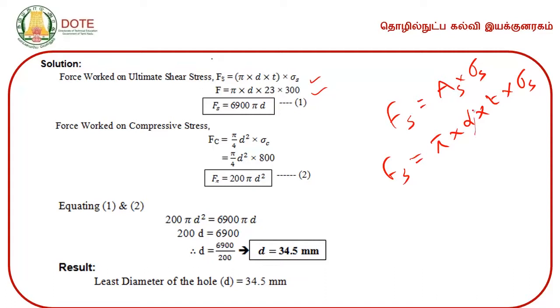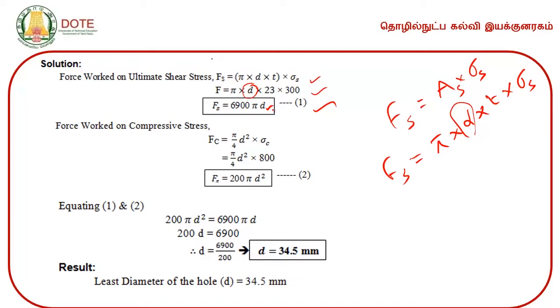We don't know the value of d because we are going to find the value of d. So we keep d as it is. Now we will get the equation in terms of d. Fs is equal to 6900 pi into d.